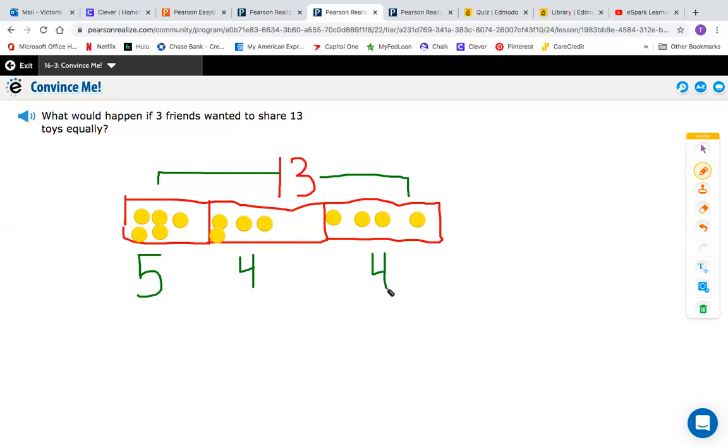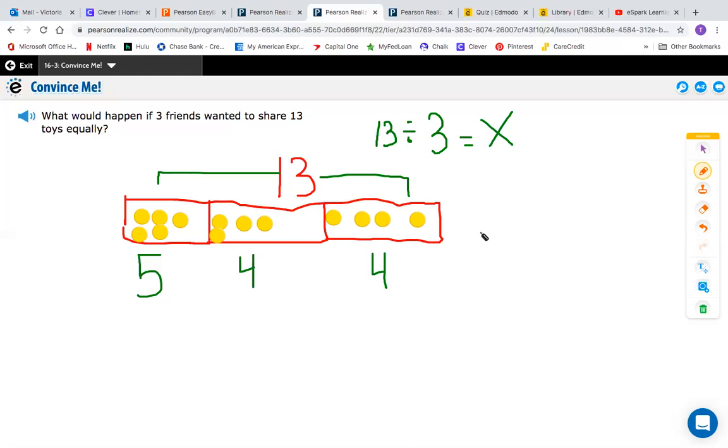So can 3 go into 13 equally? Remember, equal means the same. 13 divided by my groups. How many groups did I have? I had 3 groups. Can it be divided equally? No, because 5 and 4 are not the same. I did pass out 13, but this means that 3 cannot go into 13 equally.